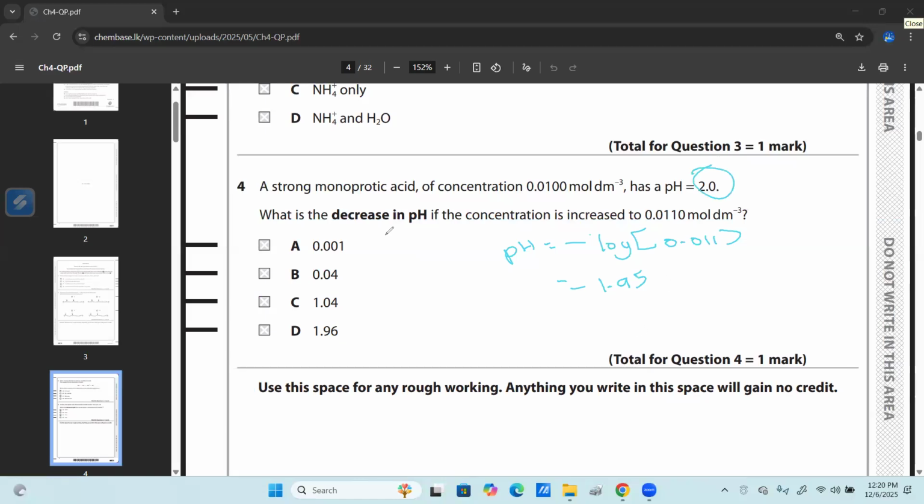Initially it's 2, so they have asked for the decrease in pH. From 2, if you subtract 1.95, you get the answer as 0.04, and the correct answer is B.